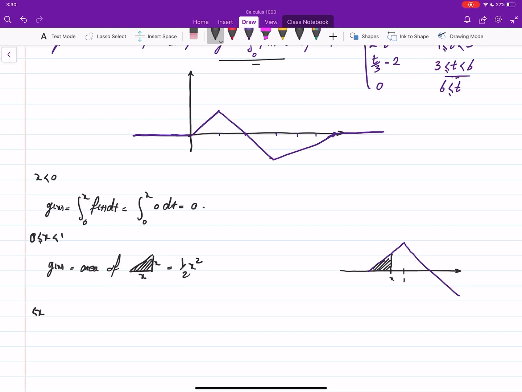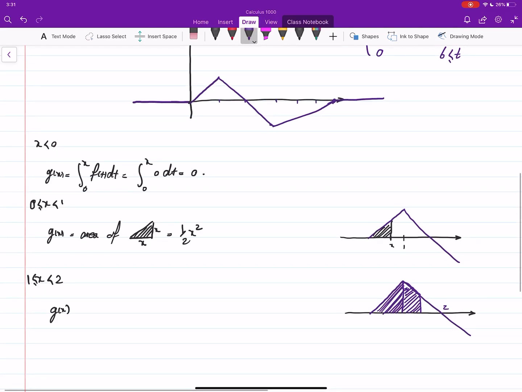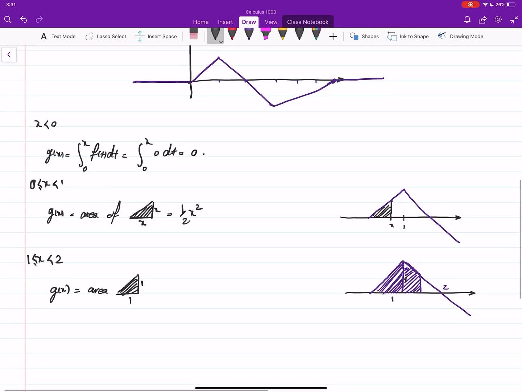What will happen if x goes beyond 1? Up to 2, it is straightforward again. Let me draw another one. It goes up, then down like that, and it will have the whole triangle there, and before 2 it will generate this small right trapezoid. g(x) is going to be equal to the area of this first triangle, which is now full. It goes from 0 to 1, so it has base and height 1, plus the area of this right trapezoid.